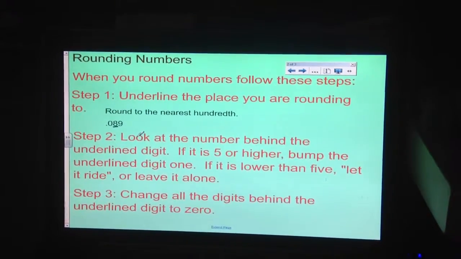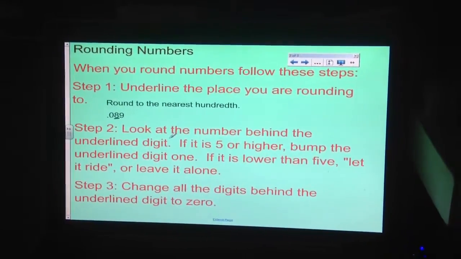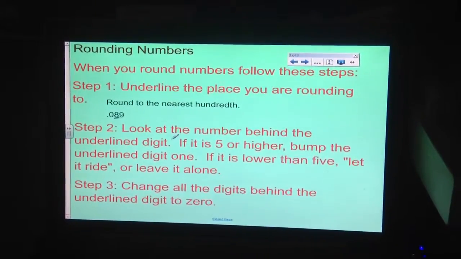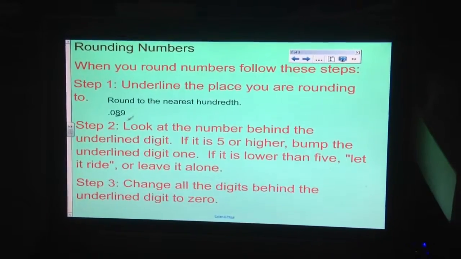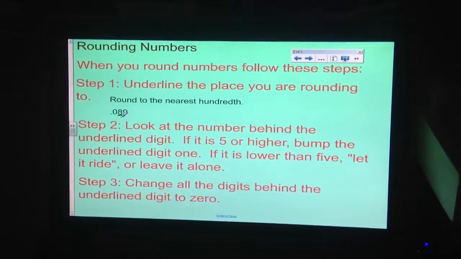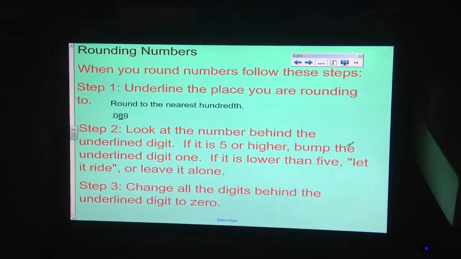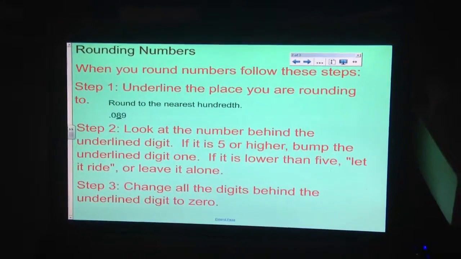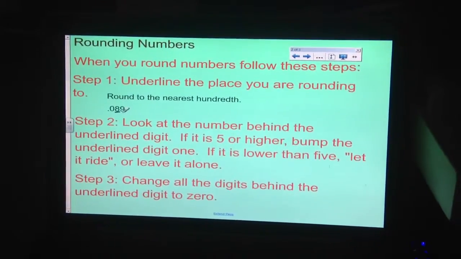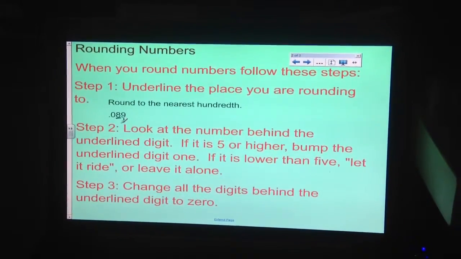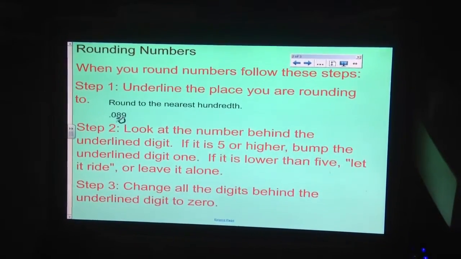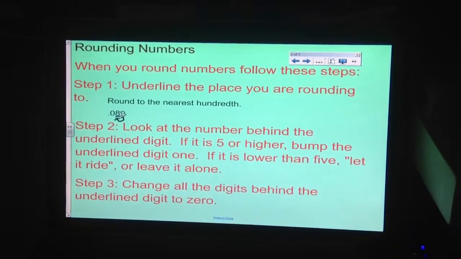Step 2, I'm going to look at the number behind the underlined digit. If it is 5 or higher, I'm going to bump the underlined digit one place. If it is lower than 5, I'm going to let it ride or leave it alone. So I'm going to look at the digit behind the underlined digit. In this case, it's a 9. It's going to tell me what to do with that 8.